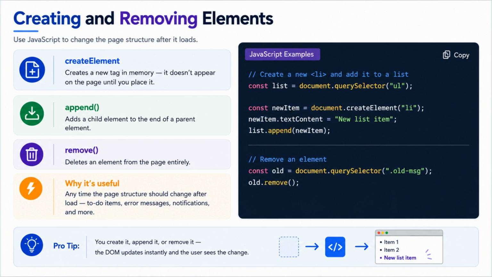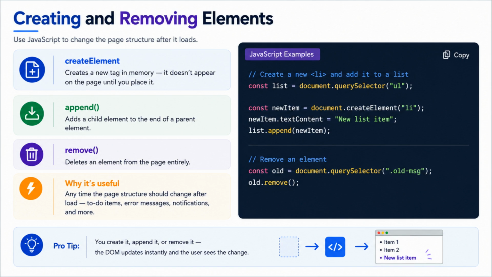Everything up to this slide has changed existing elements, their text, styles, and classes. JavaScript can also create entirely new elements from scratch and add them to the page, or remove elements entirely. This is how to-do lists, notification banners, and dynamically loaded content actually work.